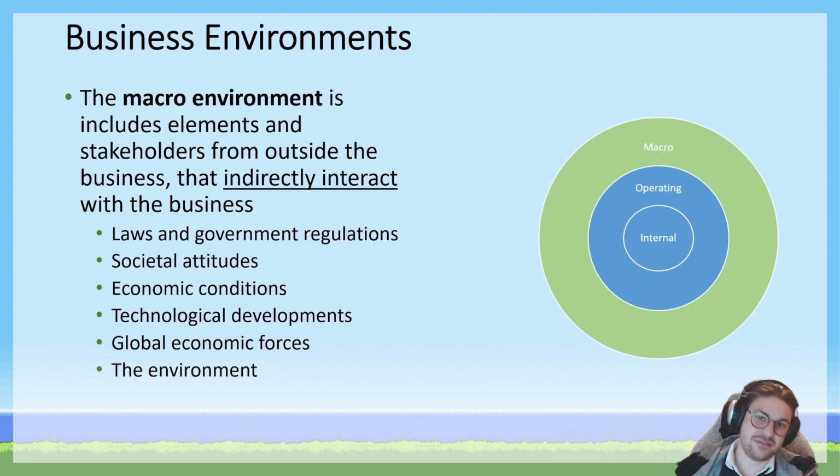The macro environment describes forces from the external environment that might have an indirect impact on your business, and you as a business manager will have very little to absolutely no control over. This can include things like fashions and trends, as societal attitudes change, as customer preferences change due to changing fashions and trends. You might have to think about the way you market your business or the way you might decorate your business, the sorts of products you're going to sell to keep up with fashions and trends. But that's most definitely an indirect impact.